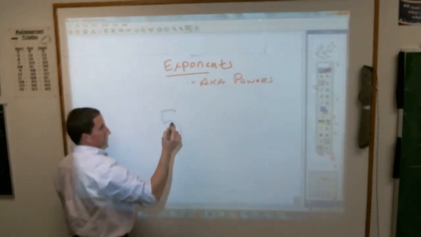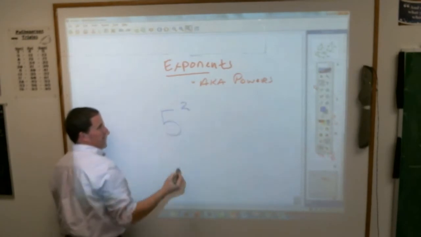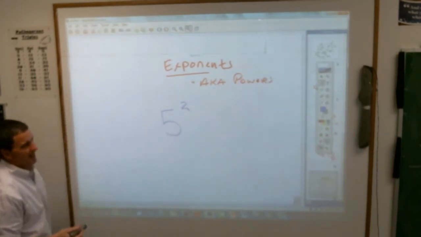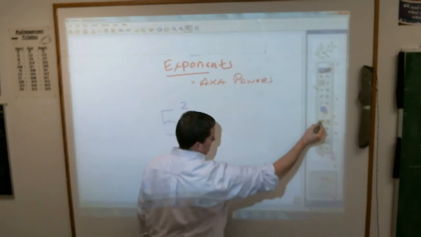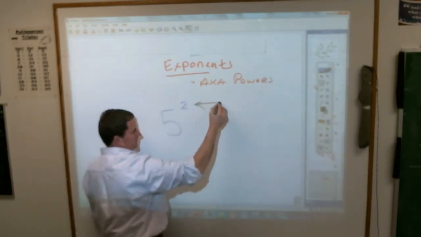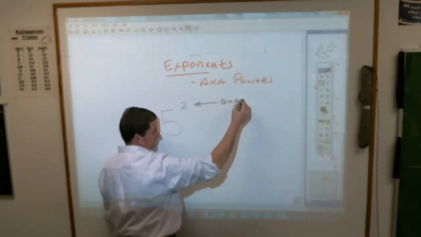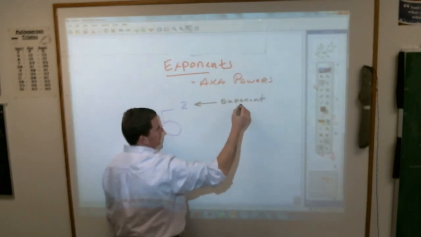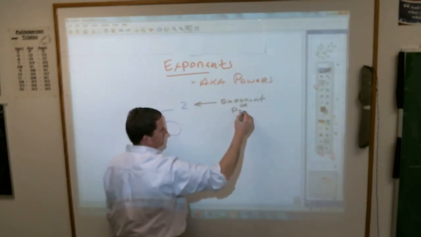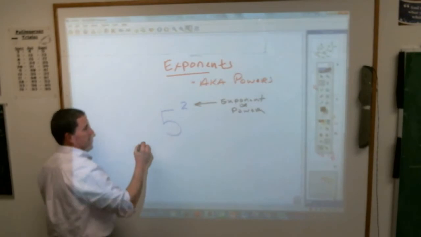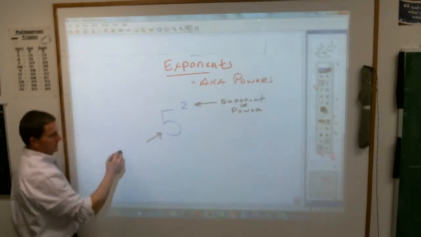Exponents are those little numbers you see in the upper right-hand corner next to another number. That number right there is the exponent, or its power. And the big number on the bottom we call the base number.